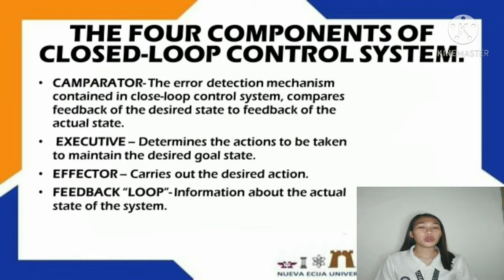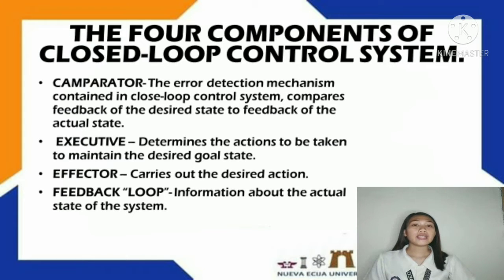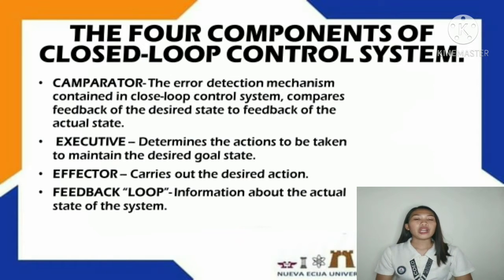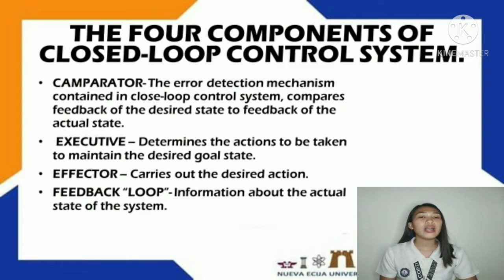So for us to be able to understand a closed-loop control system better, we have here the four components of control loop system, which is the mechanism needed to achieve our goal. We have comparator, executive, effector, and feedback. Comparator, the error detection mechanism contained in closed-loop control system, compares feedback of the desired state to feedback of the actual state. Comparator, ito yung nakaka-detect ng error using feedback. Kapag hindi nag-match or hindi na-achieve ng actual state yung desired state, magsesend siya ng error or magre-relay siya ng signal sa executive.